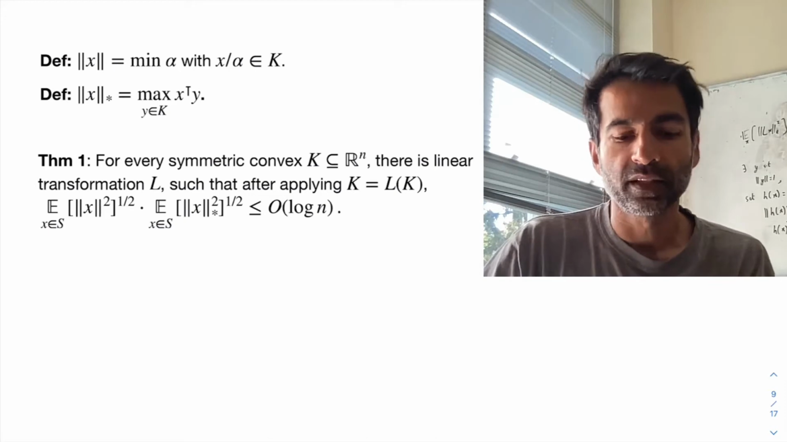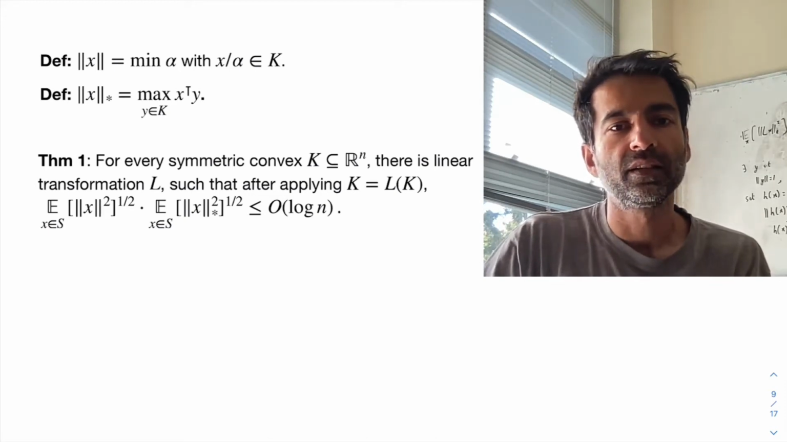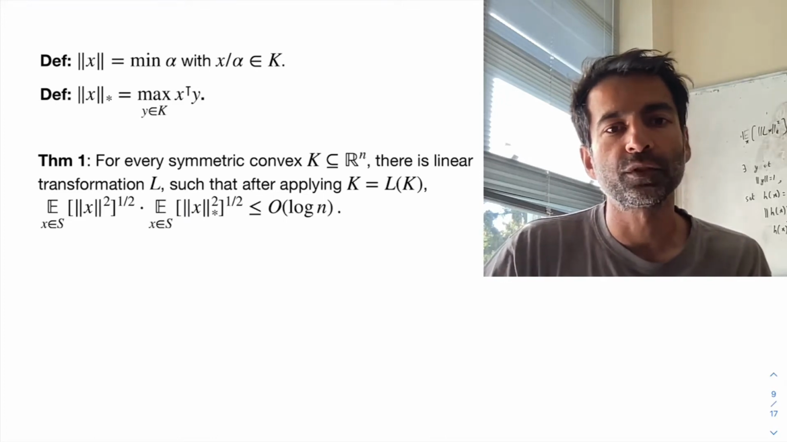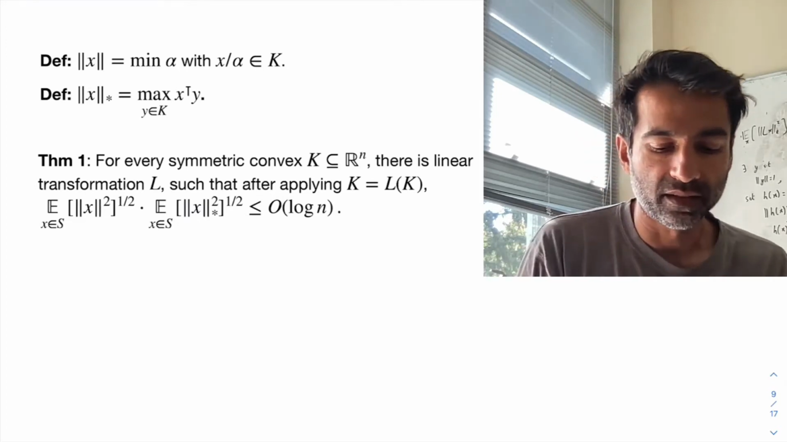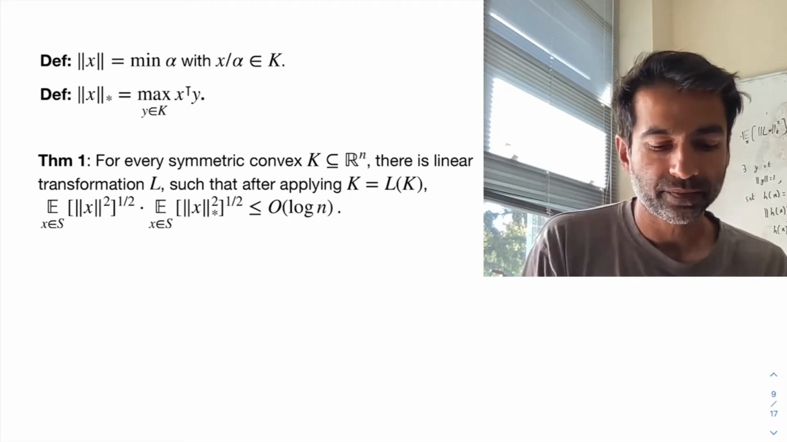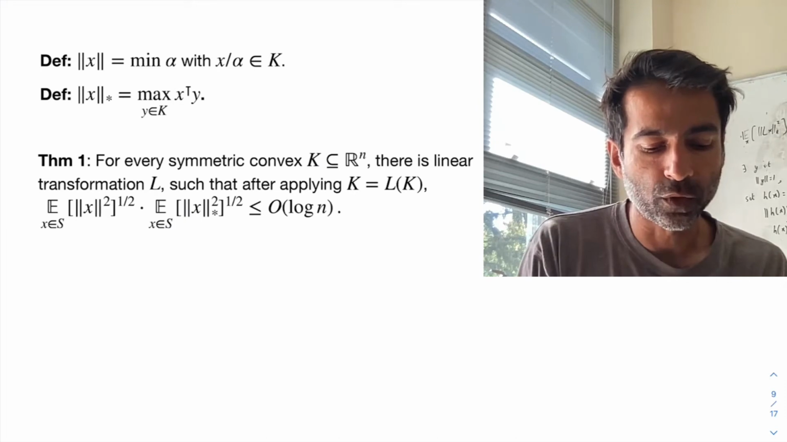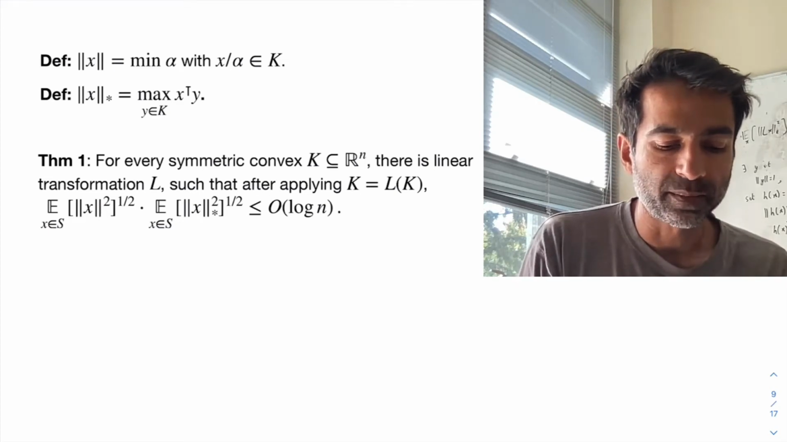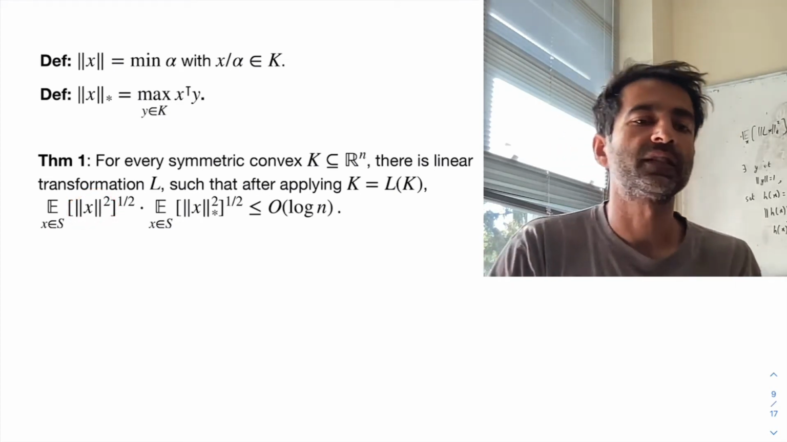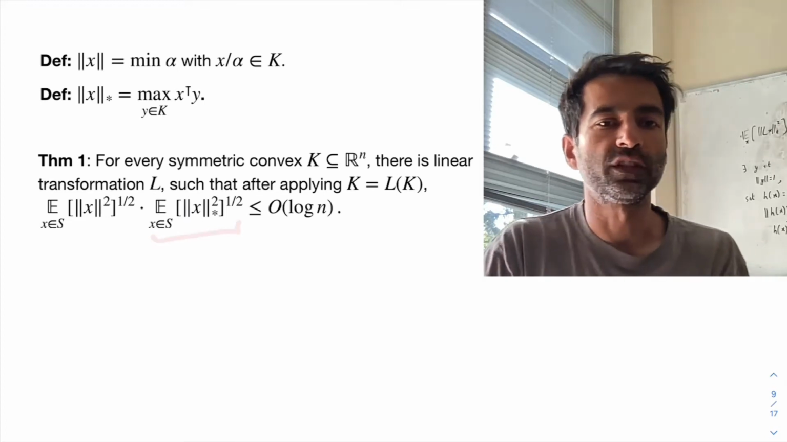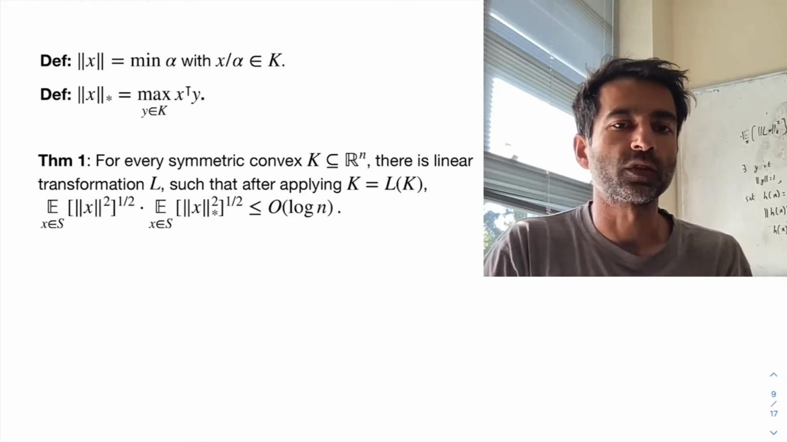The theorem says that given any symmetric convex body K, you can put it into a position, namely you can apply a linear transformation to it, so that after you apply that transformation, the norm and the dual norm satisfy this inequality. The inequality says that if x is a random point on the sphere of radius 1, the square root of the expected value of the square of the norm of x, times the same quantity for the dual norm, is bounded by order log n. Okay.